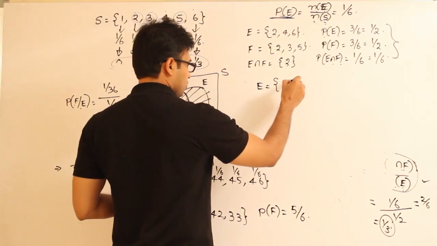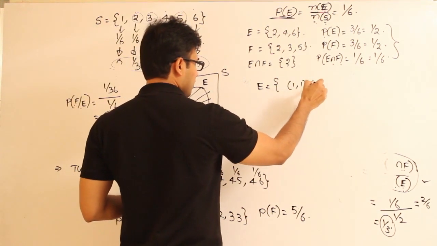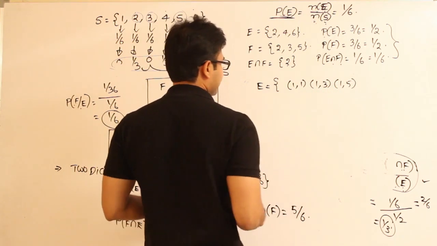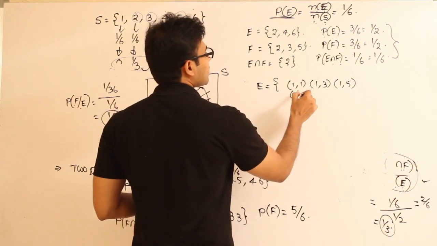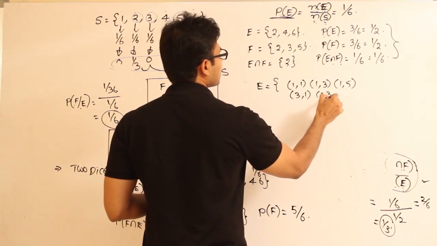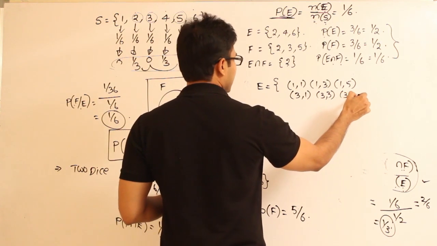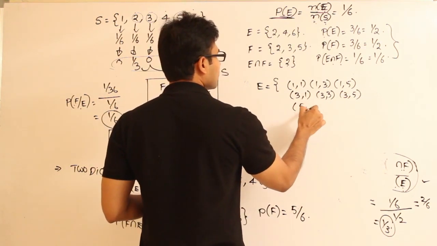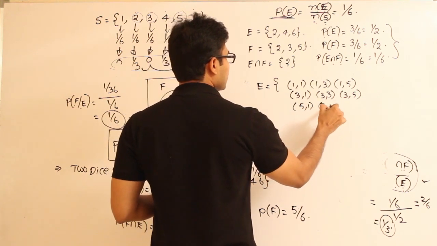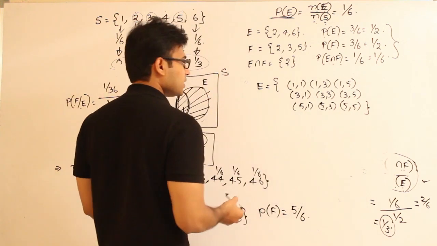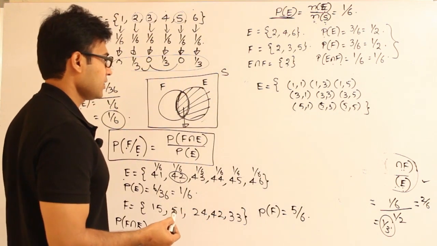If both the dice have shown up odd numbers, then it will be 1 1, 1 3, 1 5, right? And then 3 1, 3 3, 3 5, and then 5 1, 5 3, 5 5. So 3 odd numbers are there, so 3 into 3 is going to be 9, right?